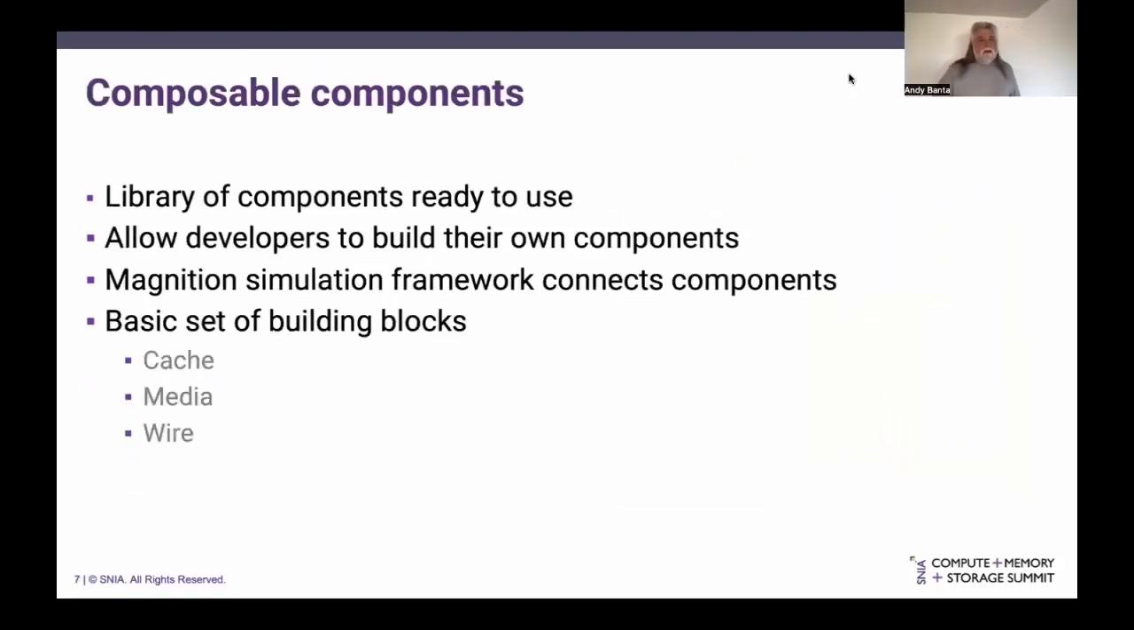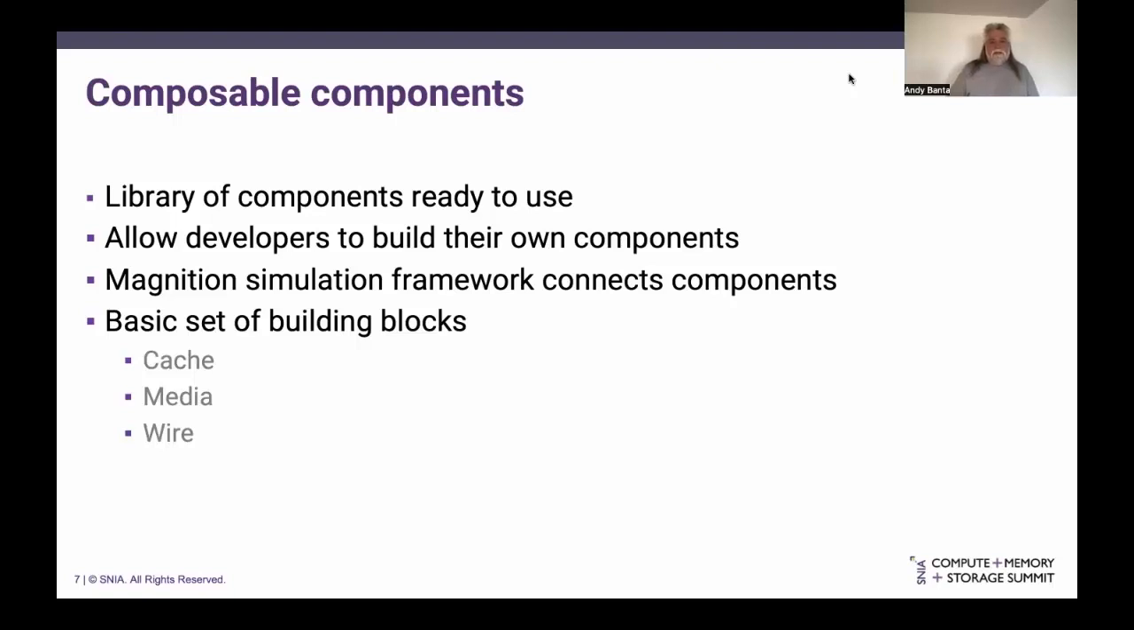How do we do this? We actually work from a library of components that are ready to use. Magnition has this library of components, and they fit together in a software simulation framework. The nice thing about this is that if you're a company developing new products, you can have your developers build their own components that fit into this framework, and it can be a mix of libraries of components from Magnition and things that your developers have built.